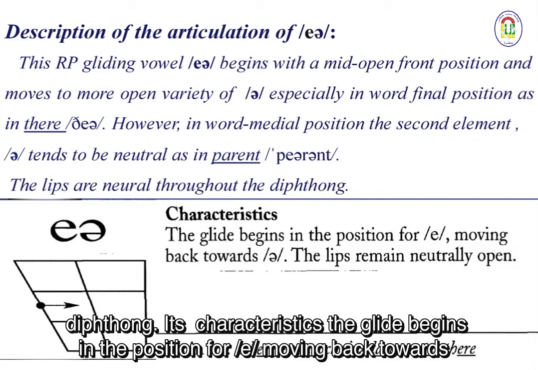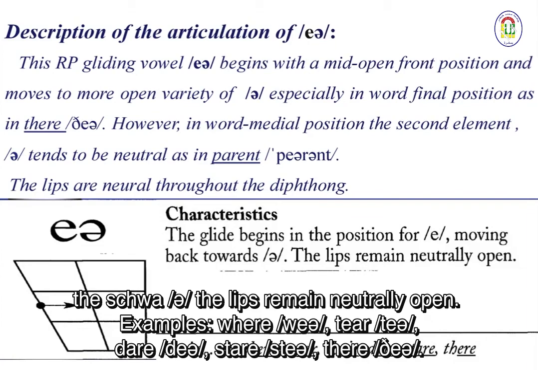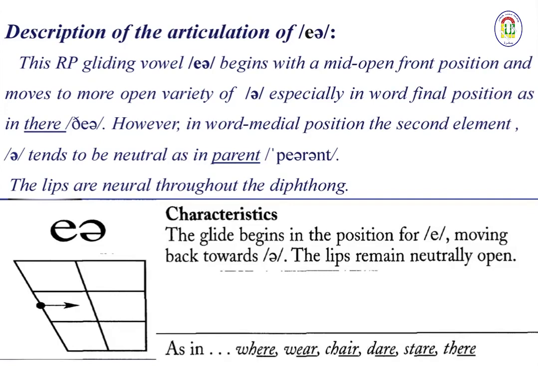Characteristics: the glide begins in the position for E, moving back towards schwa. The lips remain neutrally open. Examples: where, chair, dare, stare, there.